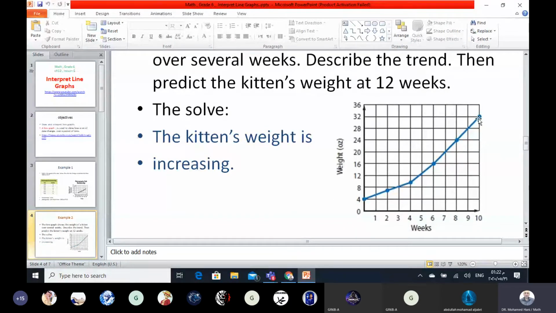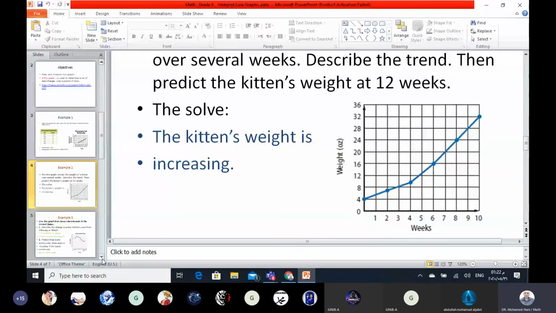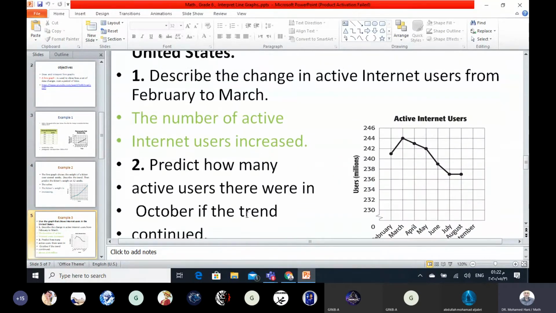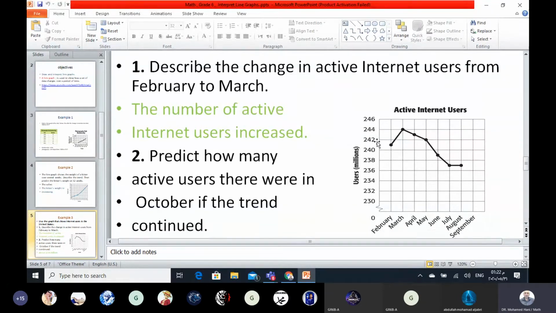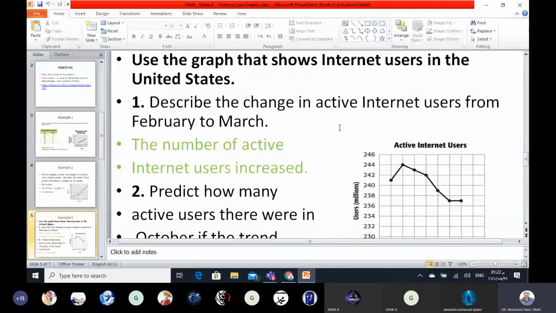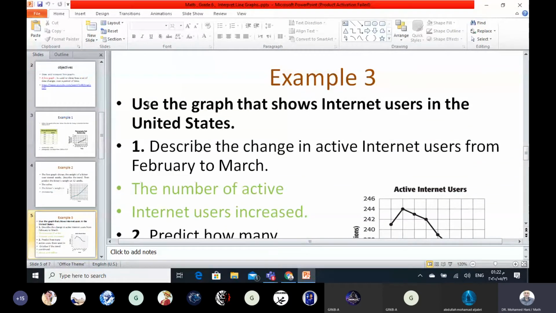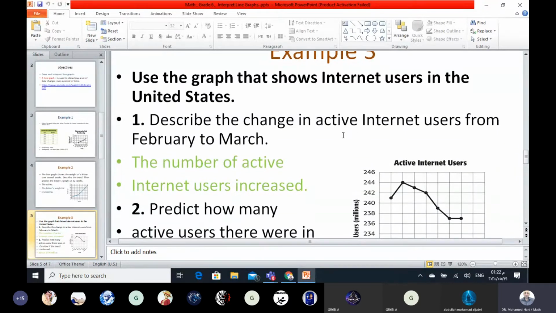So I can write here the kitten's weight is increasing. The third example, I have also here a graph, and I want to take the information from this graph. So the question here: use the graph that shows internet users in the United States. The first question, describe the change in active internet users from February to March.